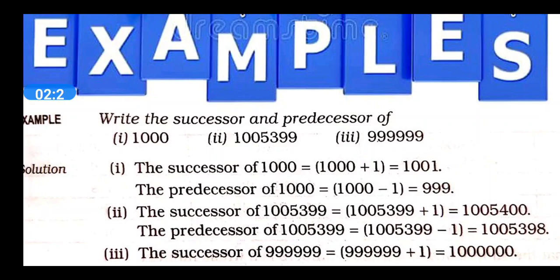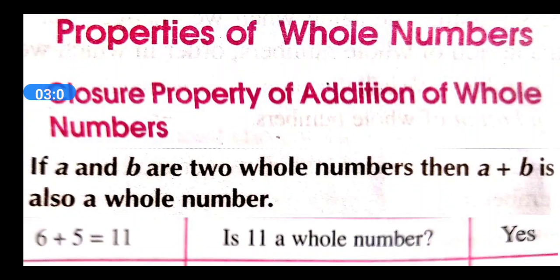Here you have to find out the successor of 1000. So to find out the successor of 1000, you will add 1 to 1000. So 1000 plus 1 will be 1001. And to find out the predecessor of 1000, you will subtract 1 from 1000. So 1000 minus 1 will be 999. Now let us see some of the properties of whole numbers.